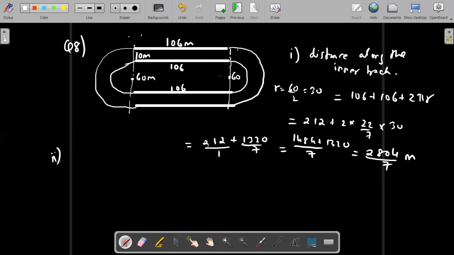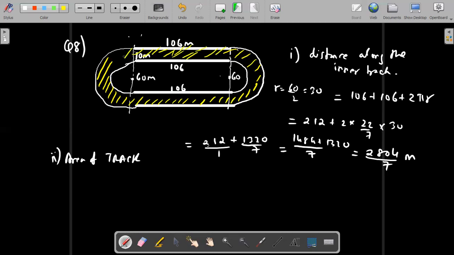The second part is to find the area of the track. Now, where is the track? The track is here. I'm shading it. This entire portion is your track. All this is your track. So this is what I need to find out.